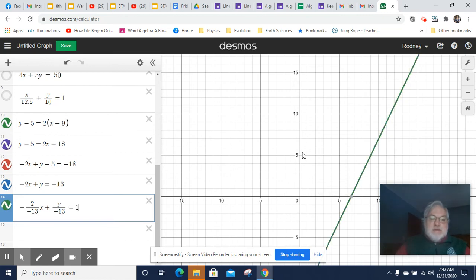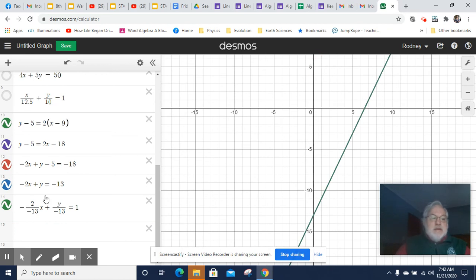And so this creates an equation that is going to go through an x-intercept. Actually, let me deal with the y-intercept first. The y-intercept is more straightforward. It's negative 13. And then over here, the x-intercept is 6.5. Well, how do I get that from this negative 2 over negative 13?